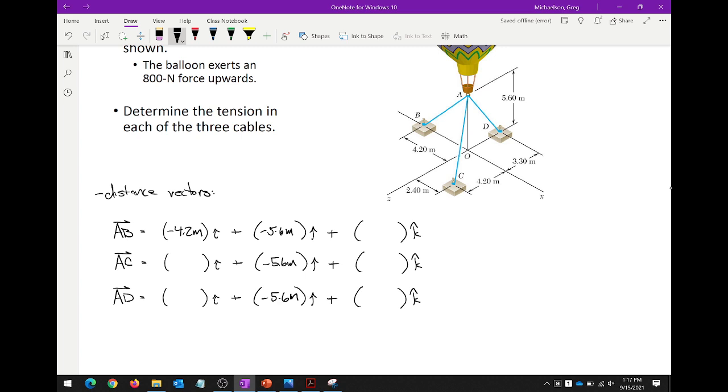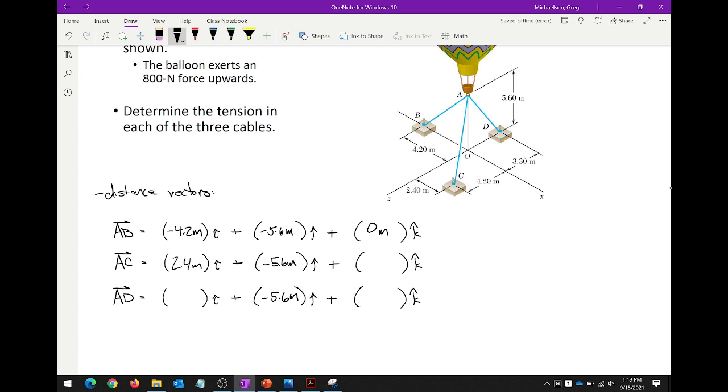0, right? Because along the z-axis from A to B, we don't change. So this is 0. That's exactly right. AC, okay? Along the x-axis, what do we got for AC? 4.2. No, hold on. 2.4. I read that backwards. Yeah, 2.4. Positive or negative? There you go. And now what's this one?